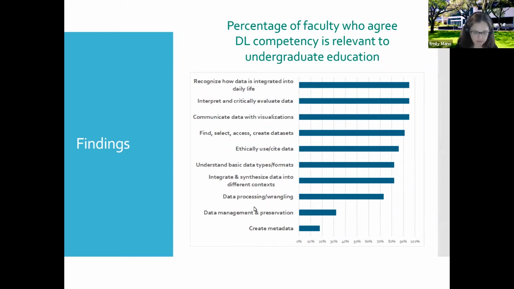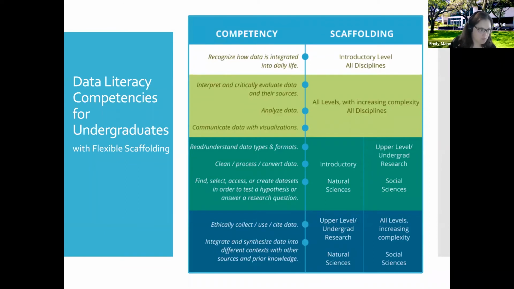While we were doing this, we were actually surprised with some of the responses, and this helped change our data literacy competencies for undergraduates. Originally, we had the competencies scaffolded with levels like lower level, upper level, and graduate. But from talking with our faculty, we realized that the scaffolding really needed to be defined by the discipline. If you look here, you can see that some things that are lower level skills for natural sciences are actually upper level skills for social sciences, and vice versa.